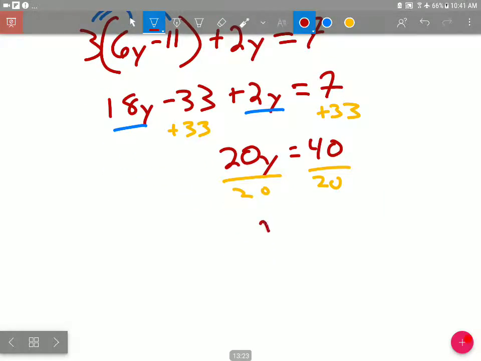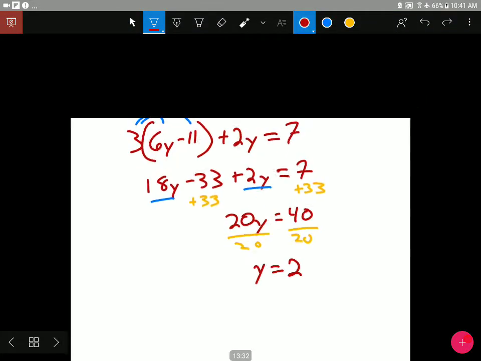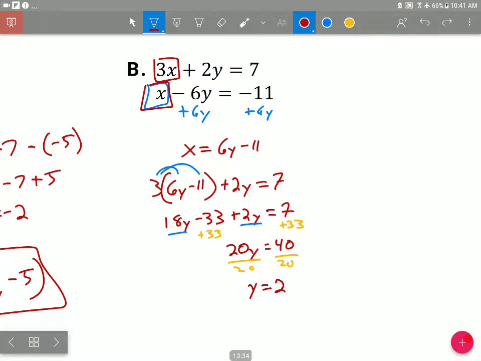So y equals 2. Well, I'm not going to box that. So we got our first variable, right? Where do we want to plug that in to find the second one? We want to use the first one, the second one, or the one we created? I would use the one you created. So again, you don't have to write this part down. I'm just showing you what we're doing. So x equals 6. Instead of y, we'll put the 2. So what's 6 times 2? 12. What's 12 minus 11?